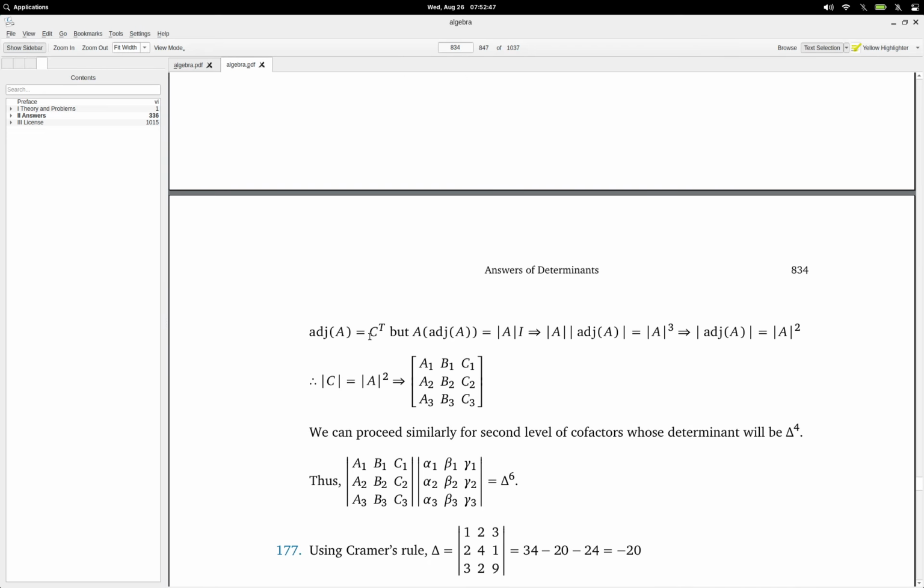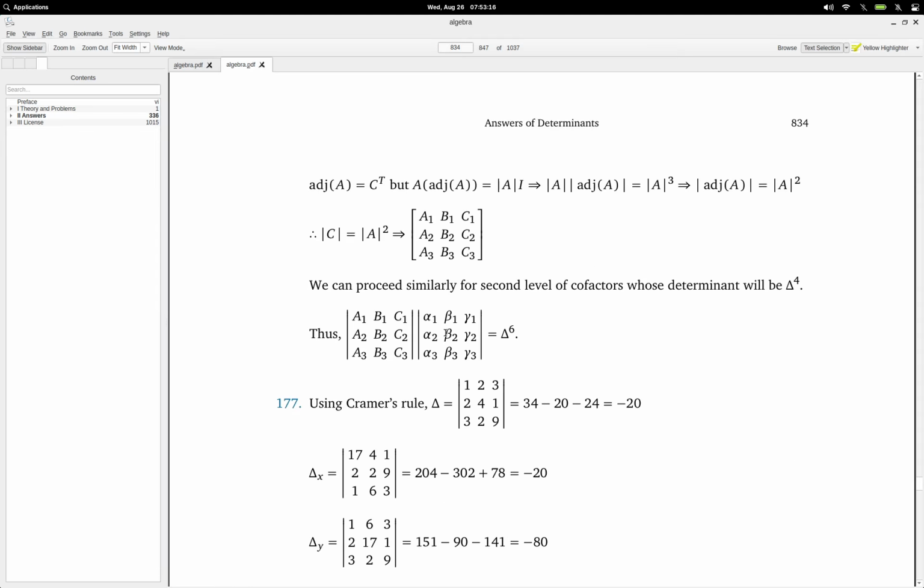Now the adjoint of A would be C to the power T, but A times adjoint A is equal to mod of A times I. So this requires you to understand matrices. That is equal to the product of the determinant of A and the determinant of adjoint A, that is the determinant cubed. That is, the determinant of adjoint A is equal to delta squared. So the determinant of C is equal to delta squared. And similarly, we can proceed for the second level of cofactors, whose determinant will be delta to the power 4, and therefore the product is delta to the power 6.